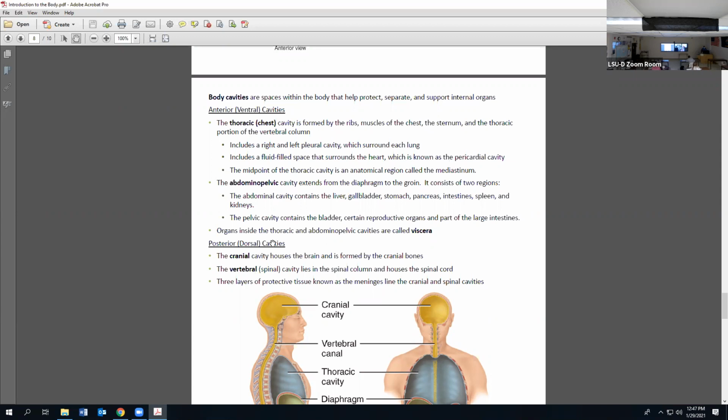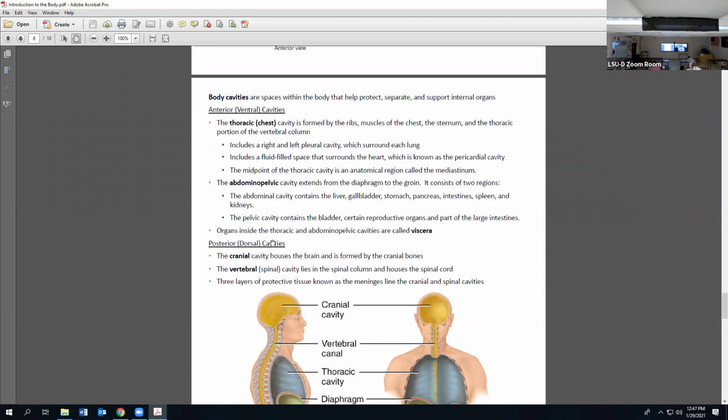Surrounding each lung is a right and left pleural cavity. Anytime you see the term pleura or pleural, it's a dead giveaway that you're dealing with the lungs. Around your heart is what we call a pericardial cavity. Anytime you see cardia or cardiac, that refers to the fact that you're dealing with the heart.